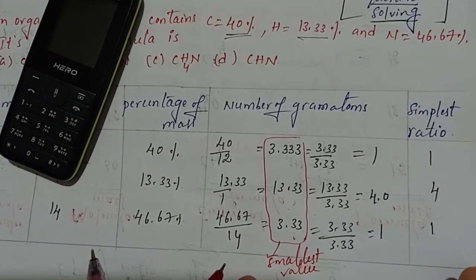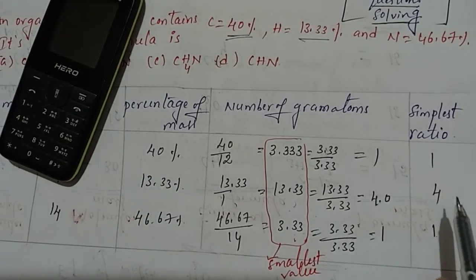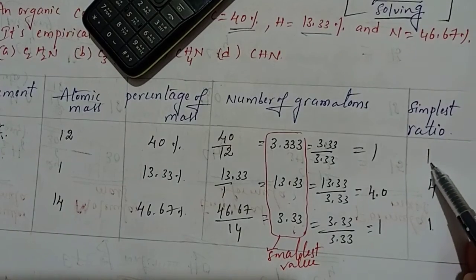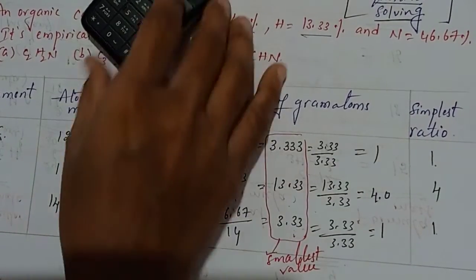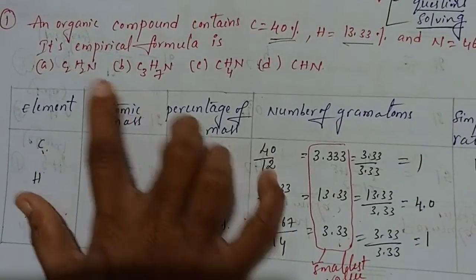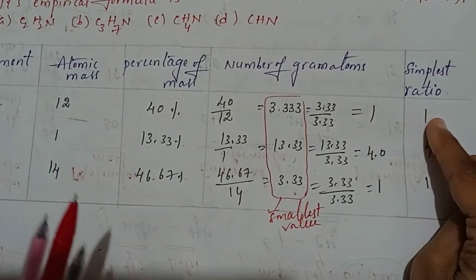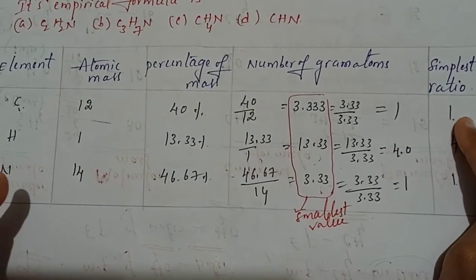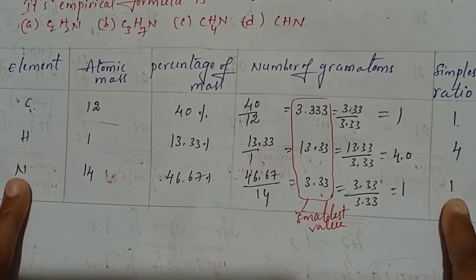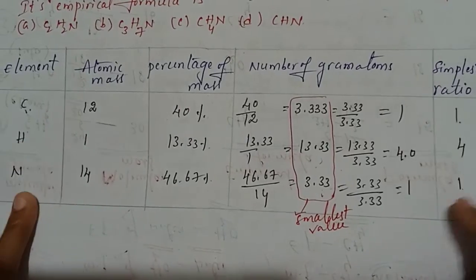So we know that the empirical formula is nothing but the simplest ratio, correct or not? So here, how many carbon, students? In the simplest ratio, carbon, how much did we get? 1. That is what the question asks: calculate the empirical formula. So in the empirical formula, carbon 1, hydrogen how much, students? 4, and nitrogen how much? 1. Clear? Carbon 1, hydrogen 4, nitrogen 1.